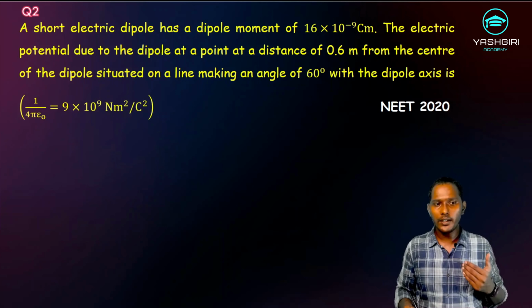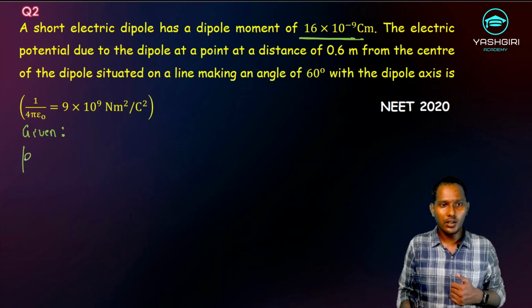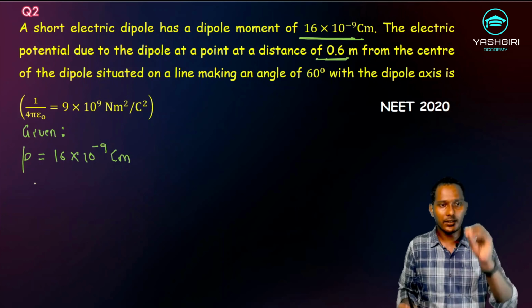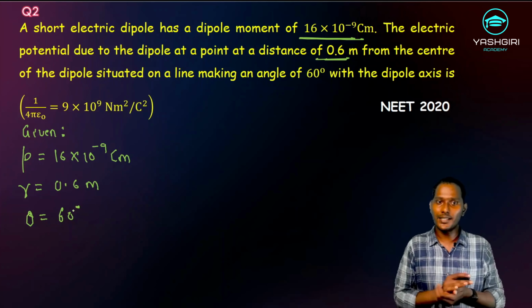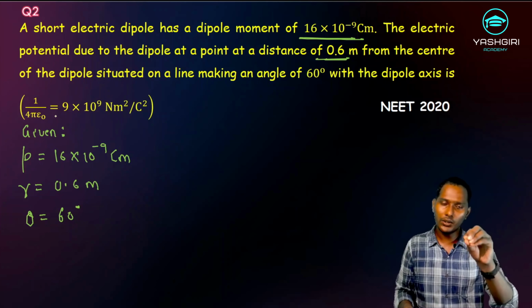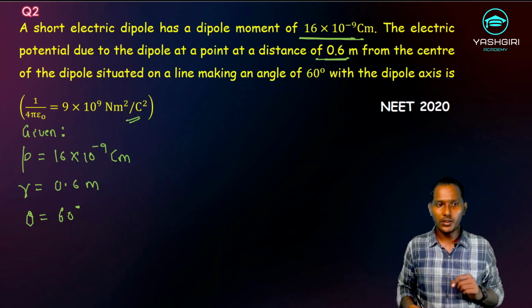First of all, students, let me write down the given things in this question. The electric dipole moment is given to us, 16 into 10 to the power minus 9 coulomb meter. We are given the distance at which we are going to find the electric potential, 0.6 meter. And the angle theta, that's the angle between the electric dipole moment and position vector, is given to us as 60 degree. And the value of the k constant, or 1 over 4 pi epsilon naught, has been given to us.